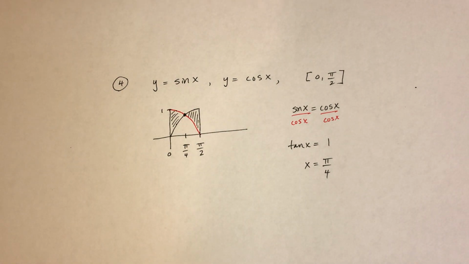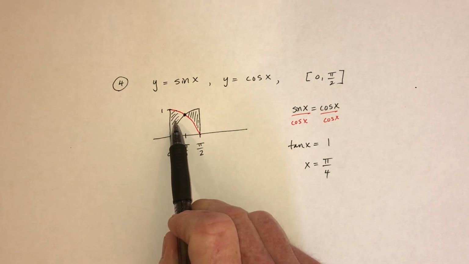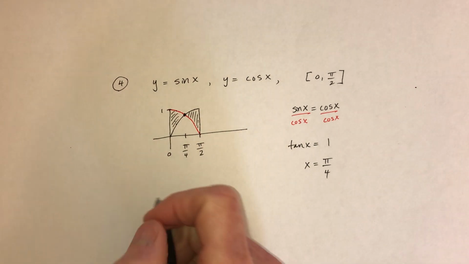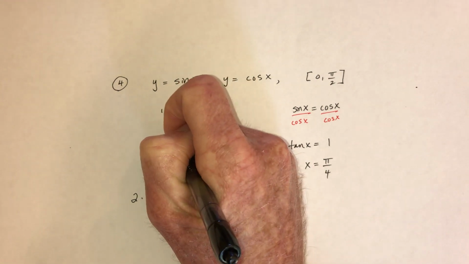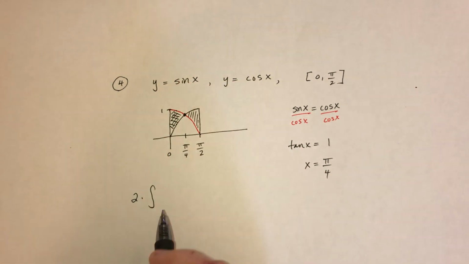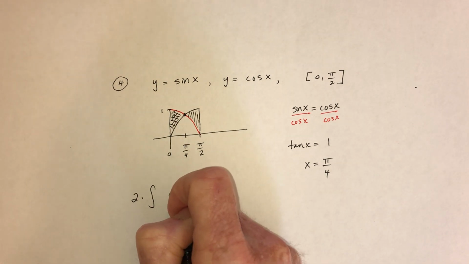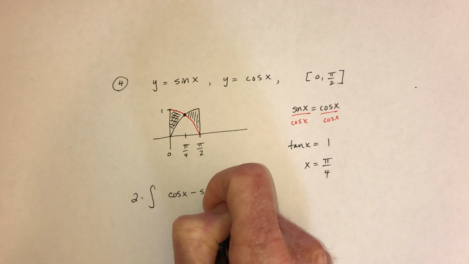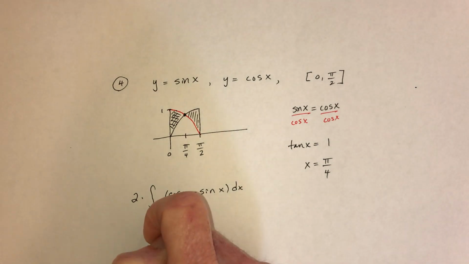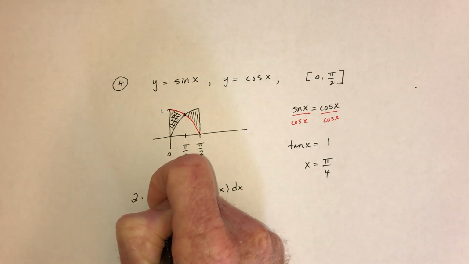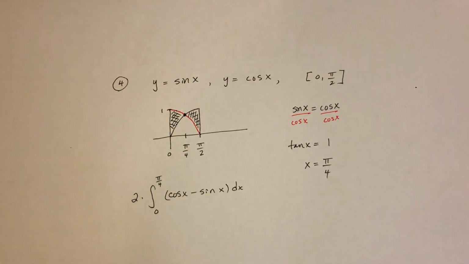So pi over 4. Now the graph is symmetric, so what I could do is just integrate one of them and then double the answer. So it's going to be 2 times, and then I'm going to do this one, the left side. So it needs to be the top function, which is cosine, minus the bottom function, which is sine, and then integrate with respect to x, going from 0 to pi over 4. And then double the answer, and then that will be the total.